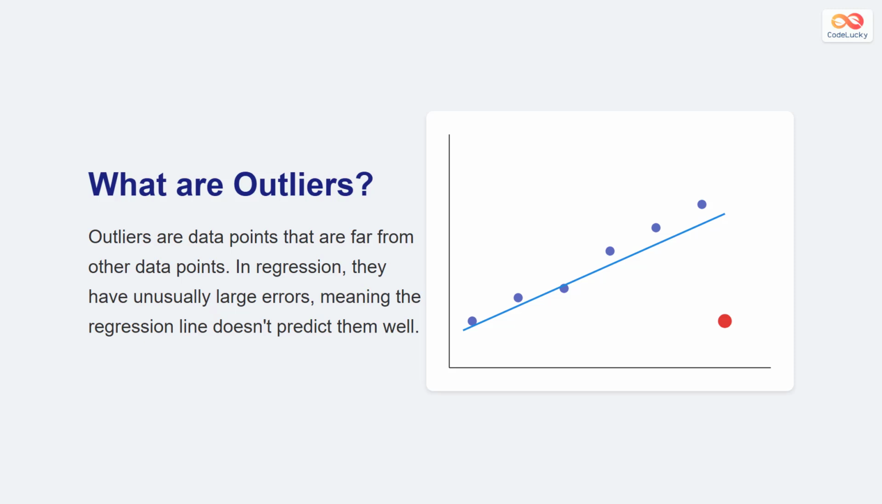Now, what is an outlier? An outlier is a data point that is noticeably different from the others. In a graph, it's the point that seems out of place. When we draw our regression line, it will be far from the outlier, resulting in a large prediction error for that specific point.